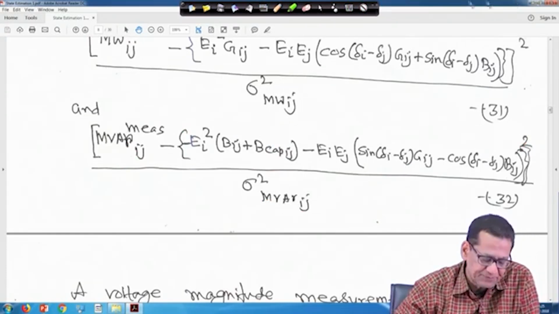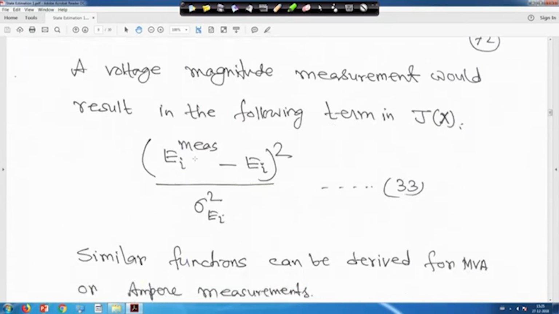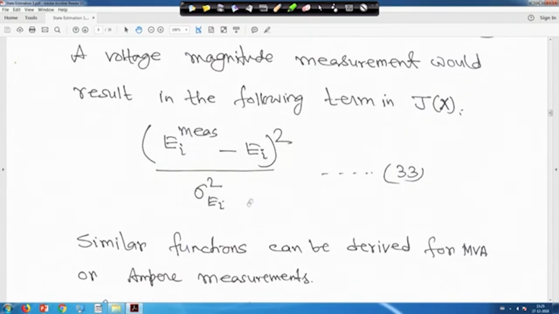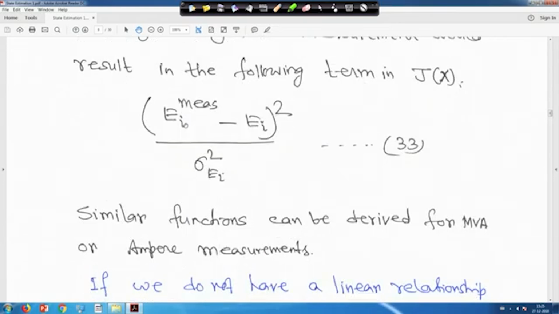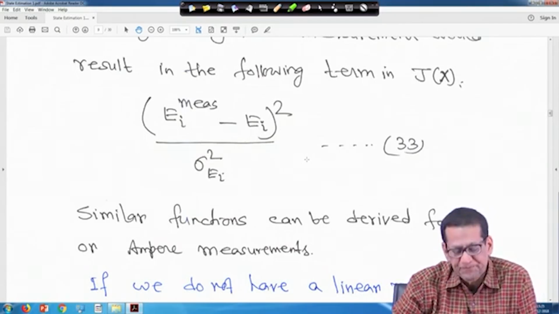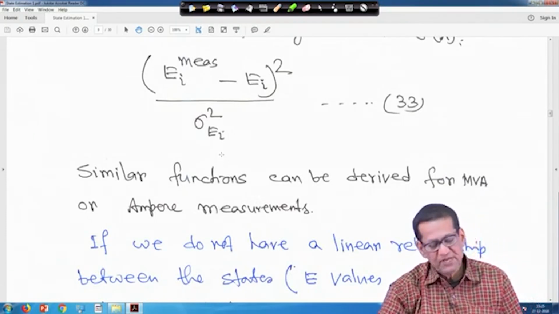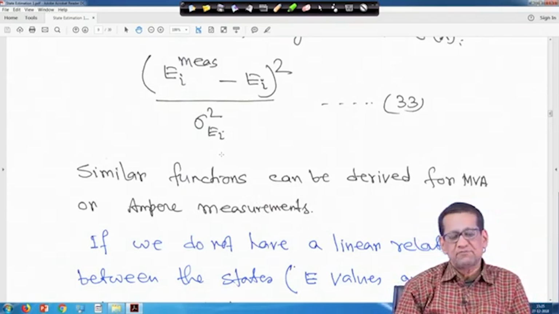The next one is that a voltage magnitude measurement would result in the following term in Jx, that is, Ei measured, of course the magnitude, minus Ei, whole square, by sigma Ei square, because you are measuring the voltage magnitude. So the measured value will be there, minus Ei square over sigma Ei. From this one you have the measured value, but from where will you get Ei? You need to run the load flow. Similar functions can be derived from MVA or ampere measurement, if you want to measure MVA or the current flowing through any branch.